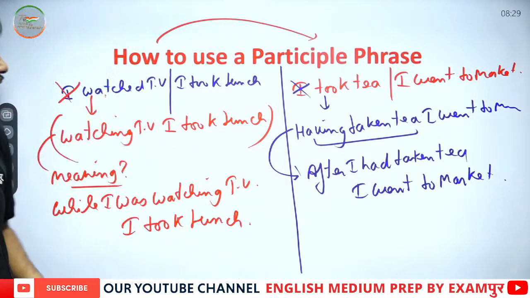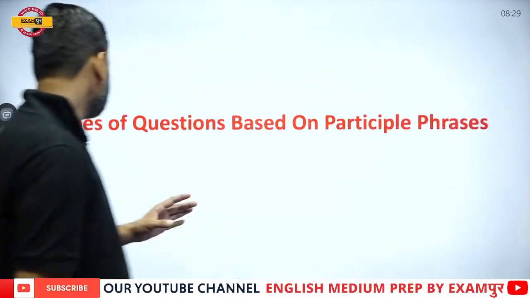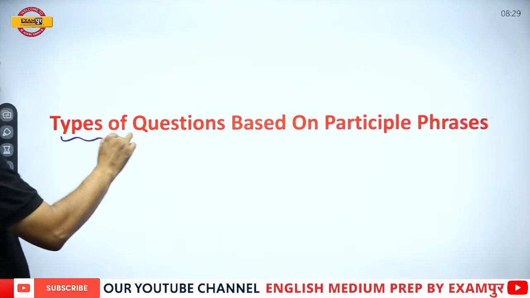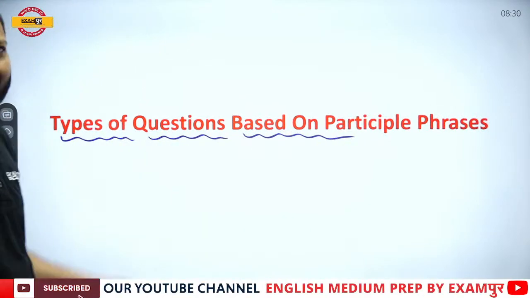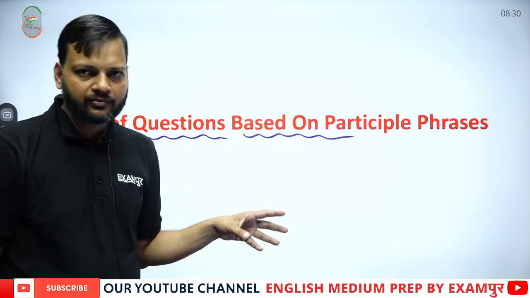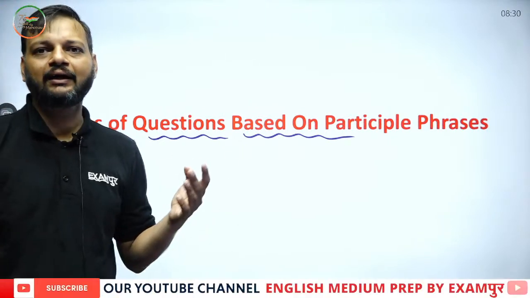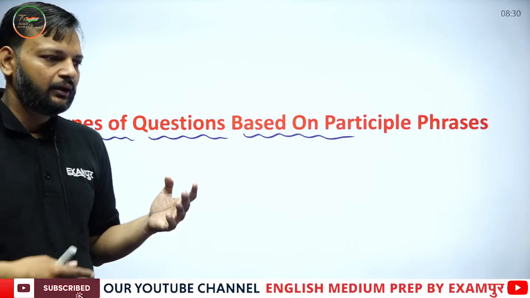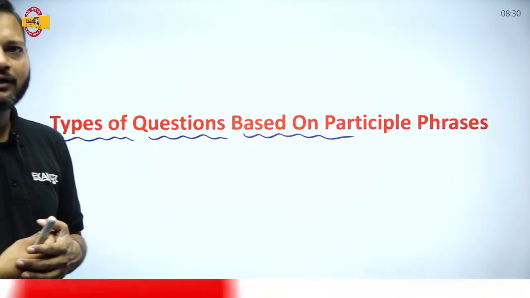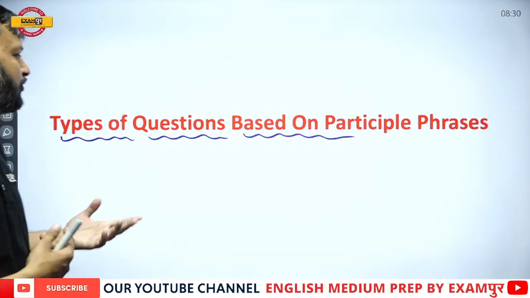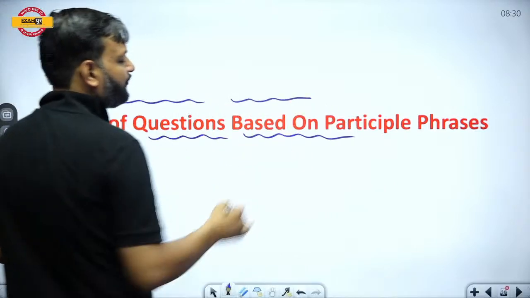Okay, now the next thing: types of questions based on participle phrases. This is very important, because only by reading rules and knowing the procedure, we cannot solve the question.